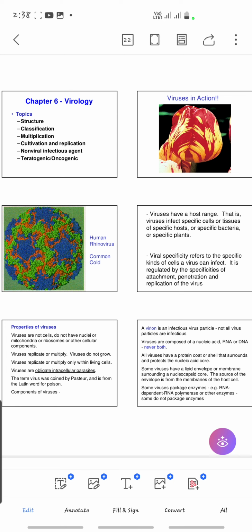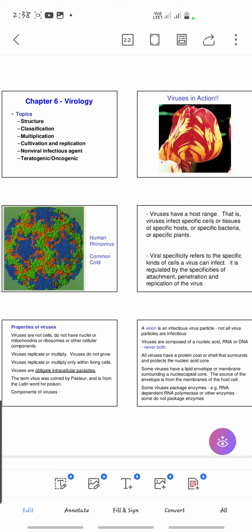Viral specificity refers to the specific kinds of cells a virus can infect. It is regulated by the specificities of attachment, penetration, and replication of the viruses. Meaning, when the viruses attach to the host, they also penetrate and replicate. That's why this topic is not only focused on the structure or classification of the virus, but also on the multiplication and replication of viruses. That explains the definition of viruses.